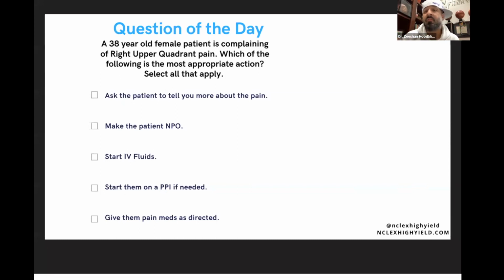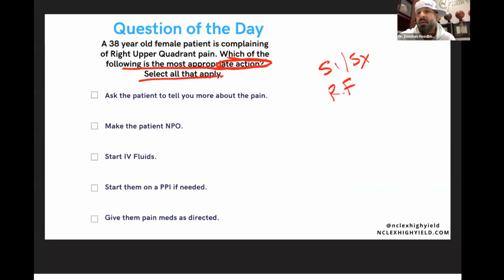So let's go through this using the method. Which of the following is the most appropriate action? So select all that apply. What did I say about select all that apply? They're typically going to be signs and symptoms, risk factors, education, and concepts. So again, the big takeaway is if this is a real life board question, we've got to think like them. Think like a test maker, not a test taker.